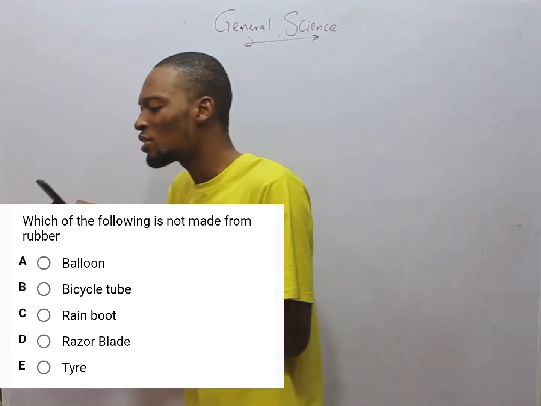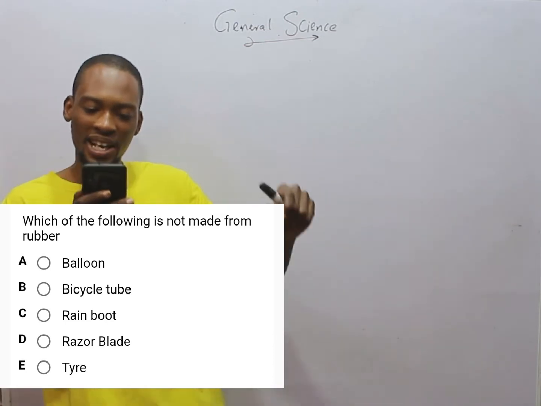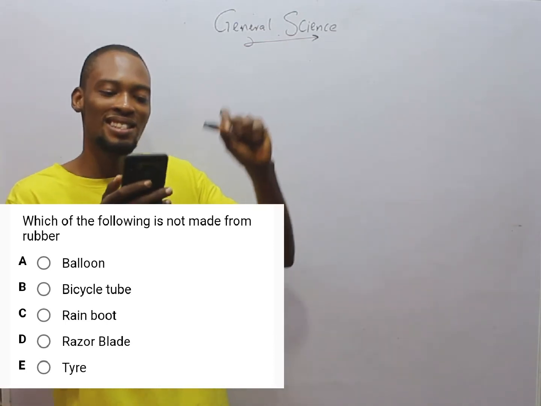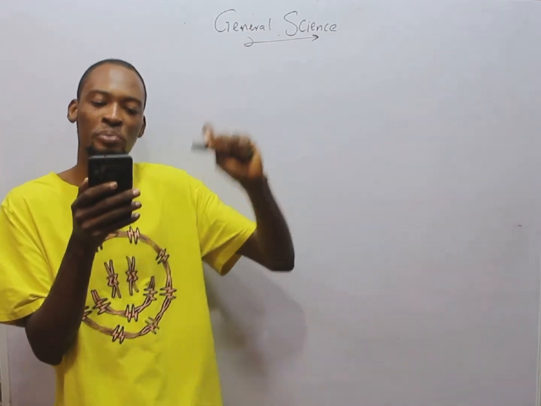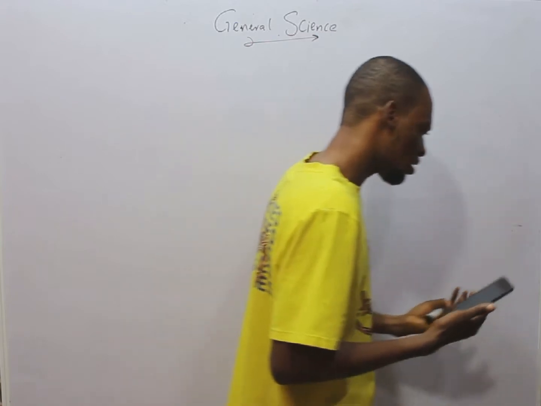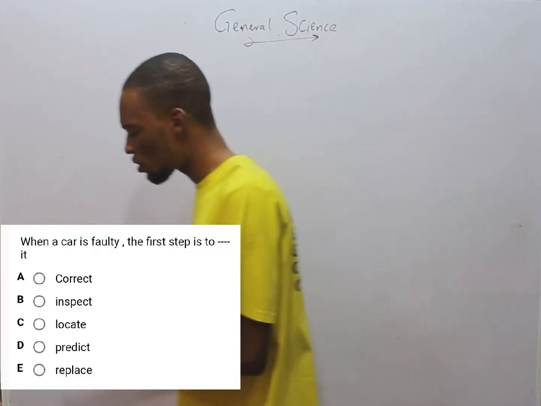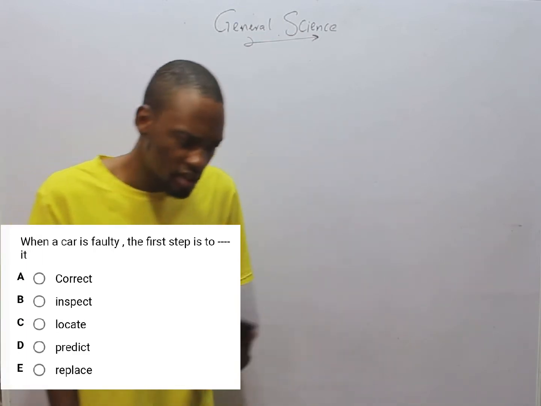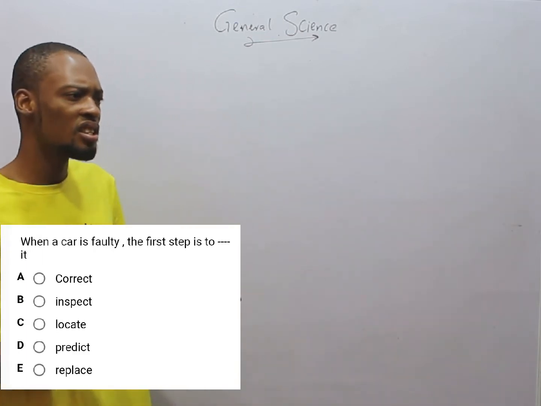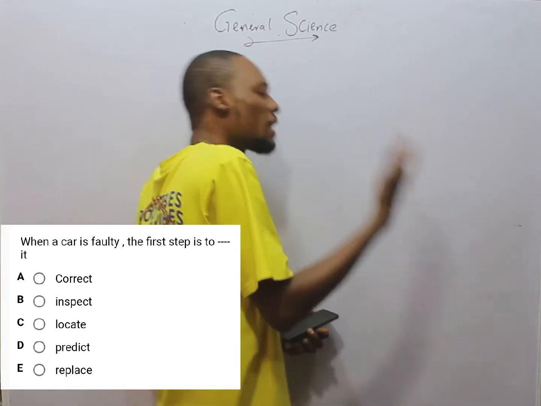When a car is faulty, the first step is to dash. A, correct. B, inspect. C, locate. D, predict. And E, replace. You are driving. You suddenly notice an issue. What do you do? You stop to check what is wrong. Is it tire? Is it engine? Is it oil? Is it fuel? Is something leaking? In that case, you are inspecting.